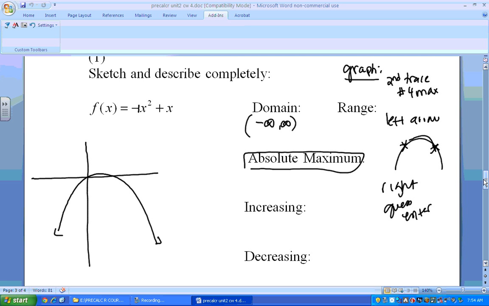Now, that's going to give you this point, 0.5, 0.25. Does everybody get that point? Okay, that's your absolute maximum point. Now, you know your highest y.